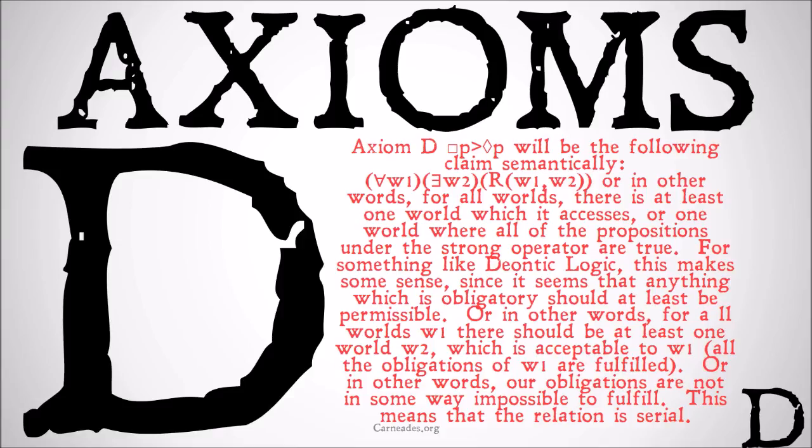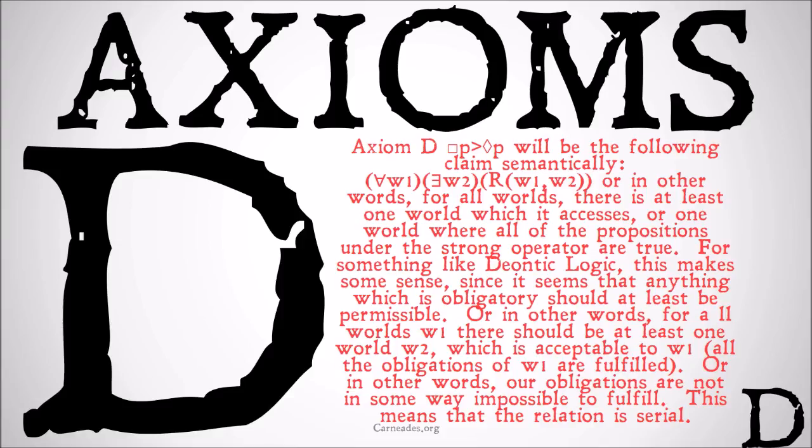Or in other words, for all worlds, world 1, there should be at least one world, world 2, which is acceptable to world 1. All the obligations of world 1 are fulfilled. All right? Or in other words, our obligations are not in some way impermissible or impossible to fulfill. This means that the relation is serial.